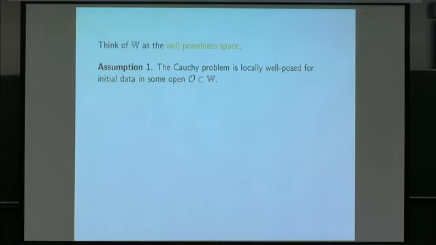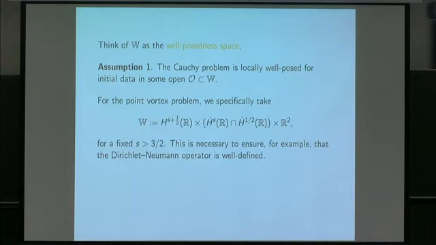Okay, so what is the well-posedness space? Well, we don't have one for this problem, but in general, the idea is you should think of W as being one where it's fair to assume that the Cauchy problem is locally well-posed for initial data in some open set sitting inside W. And for us, okay, so W we presume has something of this form.